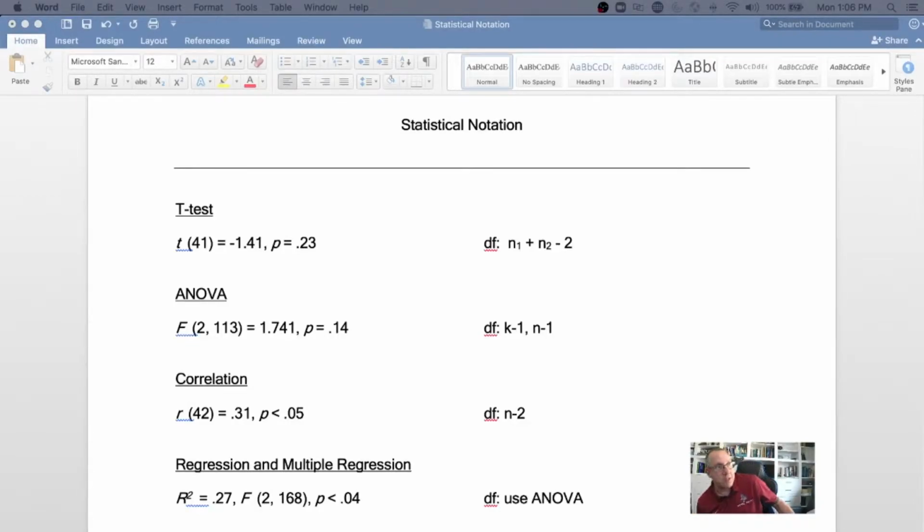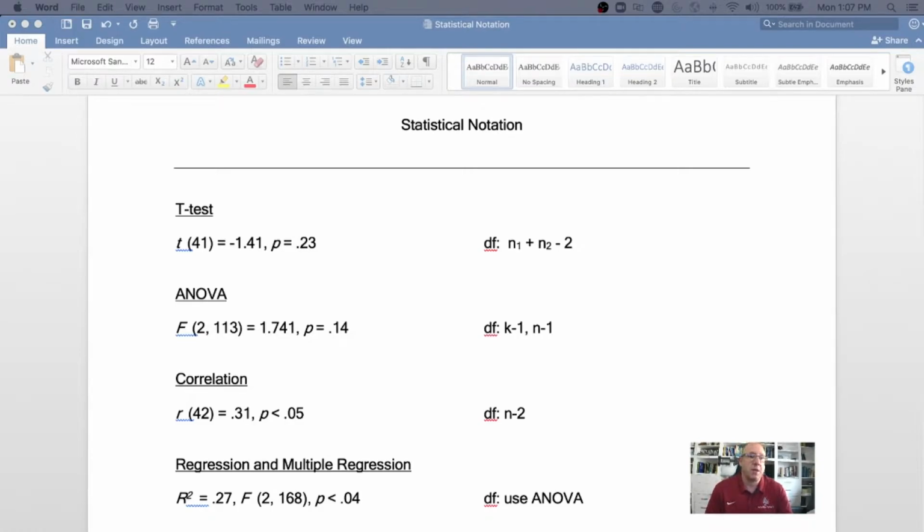Hello, just a quick video here to talk about statistical notation, both in the exam and with this homework. It appears that I didn't cover this appropriately, so let me just do that really quickly. So statistical notation is a way in which statistics are presented in text.